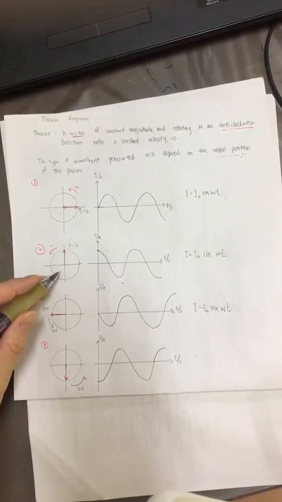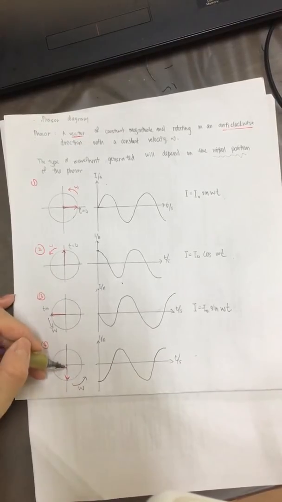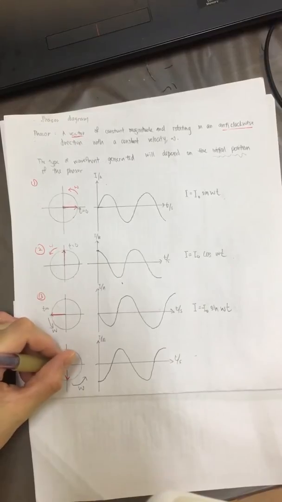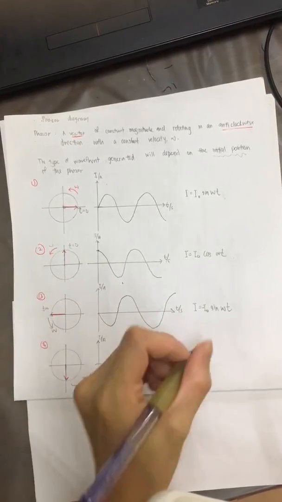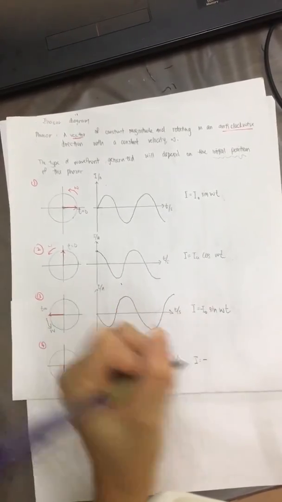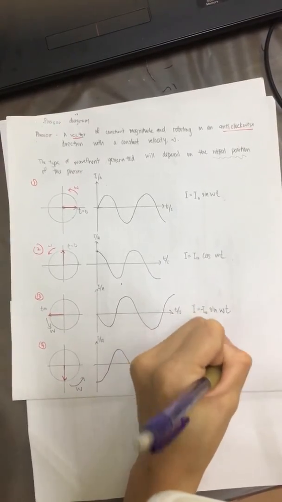For this one, it is opposite to the second one. The second one is a cosine graph, so the fourth one will be a negative cosine graph. You will generate a negative cosine graph, which can be represented as negative I naught cos omega t.